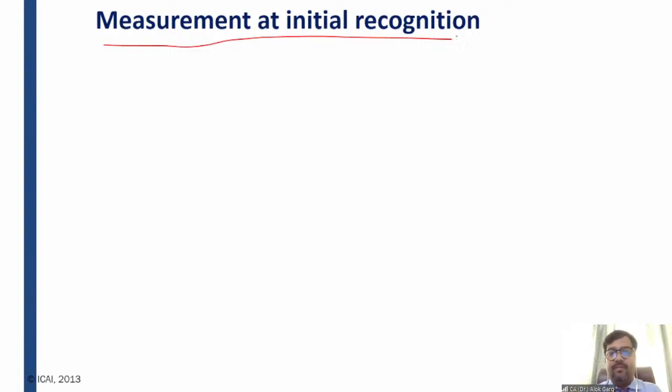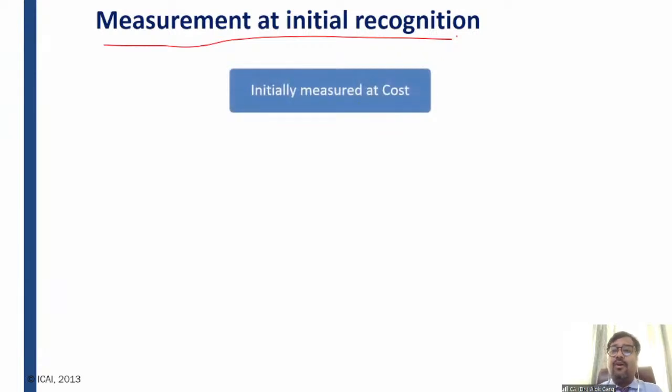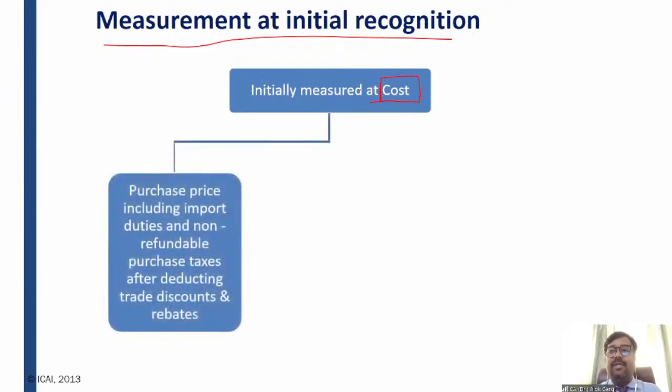Measurement at initial recognition. So friends, first of all, the standard says that the PPE has to be initially measured at cost. And when I say it is initially measured at cost, what is my cost? Just think about it. For example, you have a factory in Delhi and you have purchased a machinery from China. Of course, there is a cost price of the machine, a purchase price of the machine.